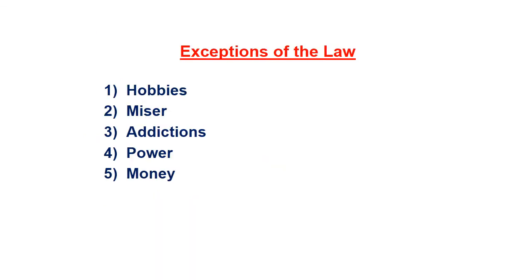Now let us see the exceptions of this law. The first exception is a hobbyist, the second exception is a miser, number 3 is addiction, number 4 is power, and number 5 is money.